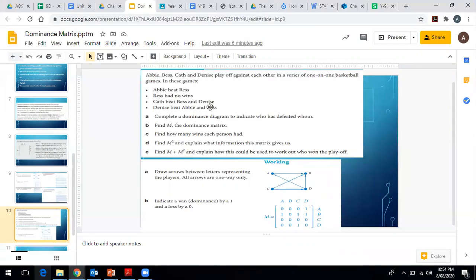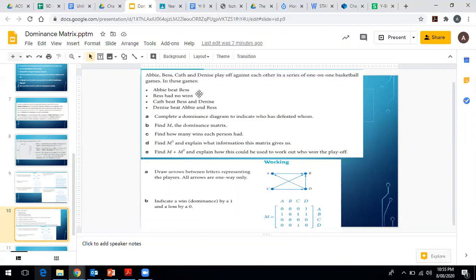Kat beat Bess and Denise beat Abby and Bess. So there's a situation given to you, and you need to draw a diagram first. You can choose letters. It could be A, B, C, D in this case: A for Abby, B for Bess, C for Kat, and D for Denise. So you can just write A, B, C, D first and then see who beats who.